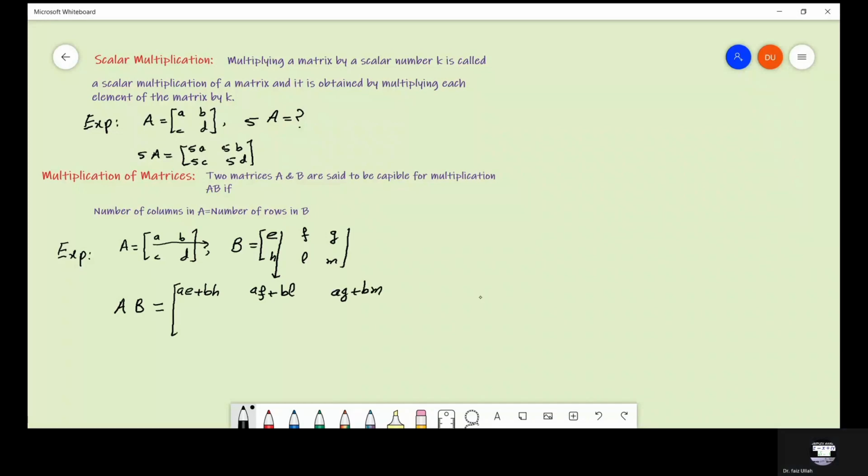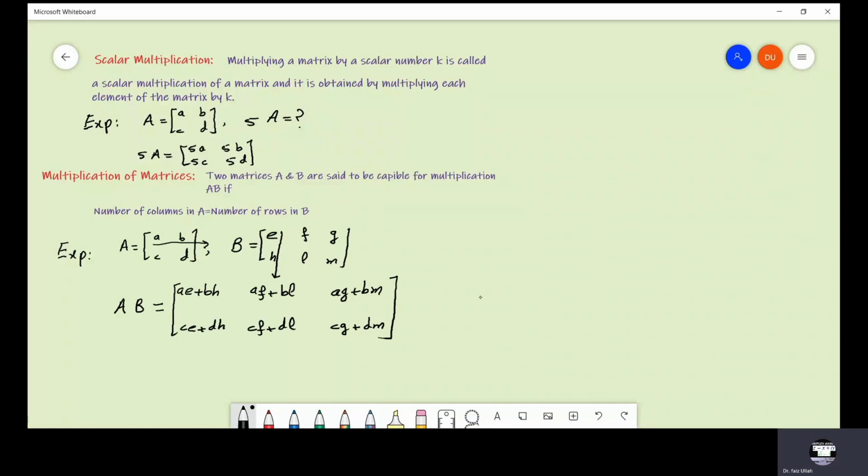Now let us multiply the second row of A with the first column of B. So we obtain CE plus DH. Now we have to multiply the second row of A with the second column of B. So we obtain CF plus DL. And in a similar way, we obtain CG plus DM. And this is the required solution.